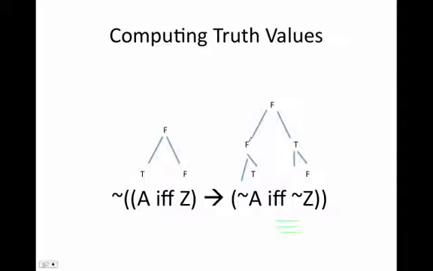Well, since not A is false, but not Z is true, this biconditional, since the left and right side have different truth values, is going to be false. Okay, well, since A is true, and since F is false, this biconditional as well is going to be false. So we've got a false biconditional here and a false biconditional there. All right.